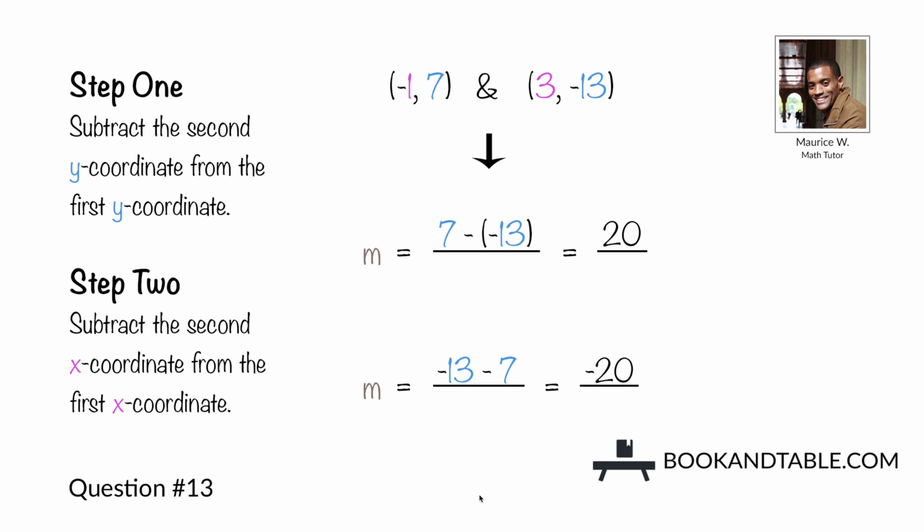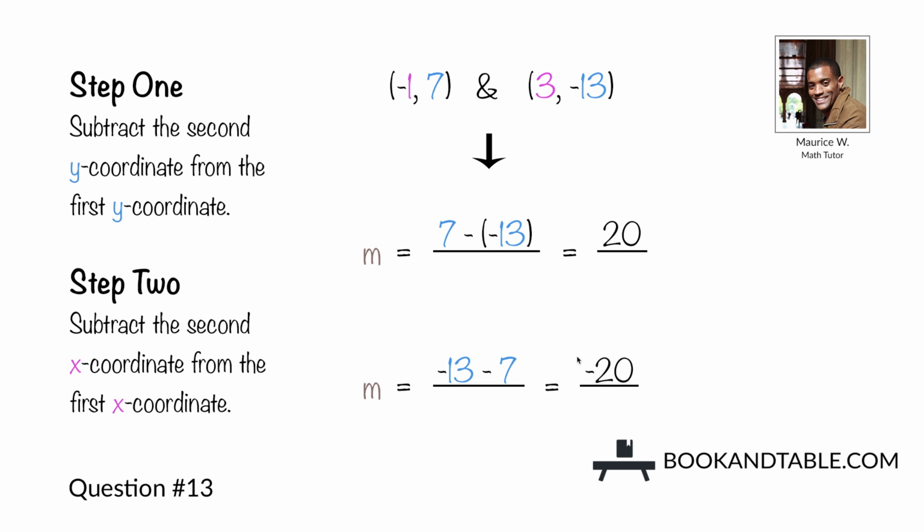So first we will use the 2 points to calculate the slope of the line. Here, I'll do this point minus this point. And here, I'll do this point minus this point. The final slopes will be the same. Step 1, subtract the second y coordinate from the first y coordinate. So that gives us 7 minus -13 as our delta y here, which is positive 20. Or we would get -13 minus 7 as our delta y here, which is equal to -20.